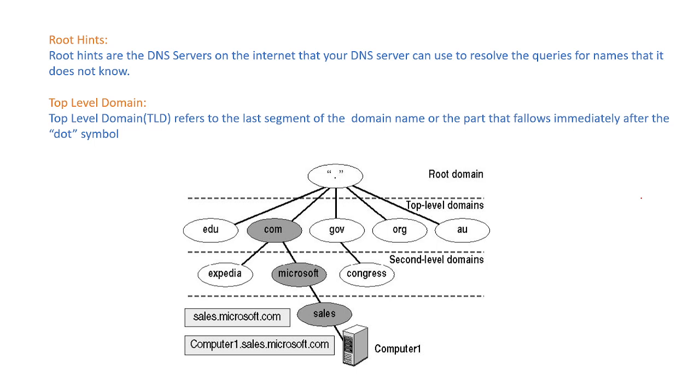One more important topic called root hints and top level domains. If you see here, the root hints are the DNS servers on the internet that your DNS server can use to resolve queries it doesn't know. For example, now you are in google.com. Anything that ends with google.com will be resolved by your DNS server, maybe pc01.google.com or application1.google.com or server01.google.com, because your scope is within google.com.